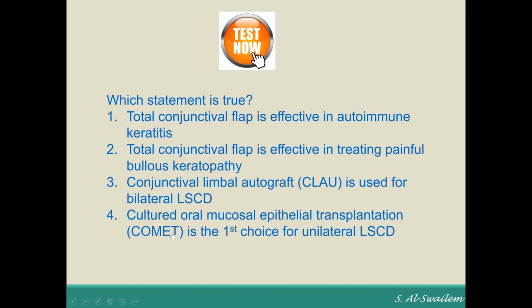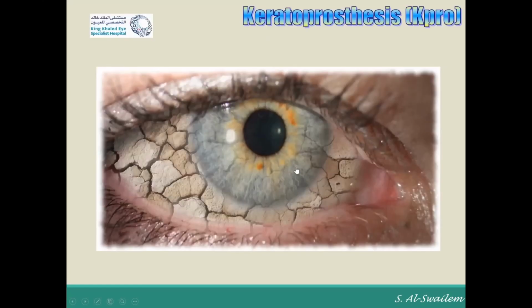Cultured oral mucosal epithelial transplantation is the first choice for unilateral. No, we said conjunctival limbal autograft. Okay, so it's used for the bilateral. Correct. The last procedure, we call it keratoprosthesis.